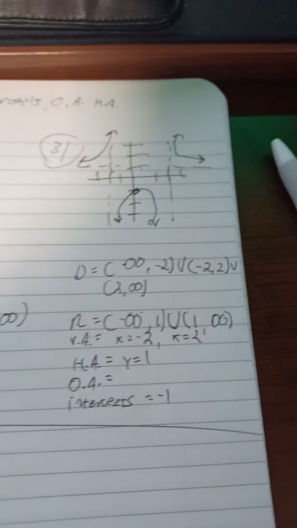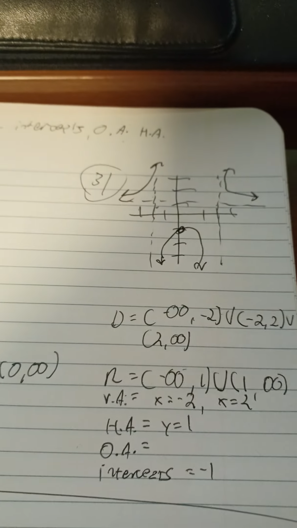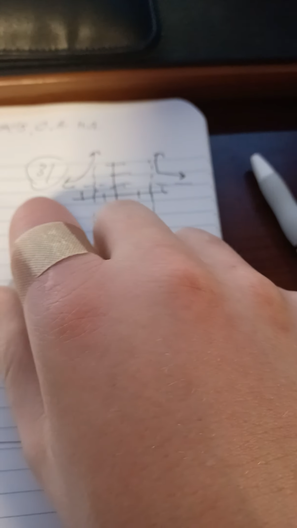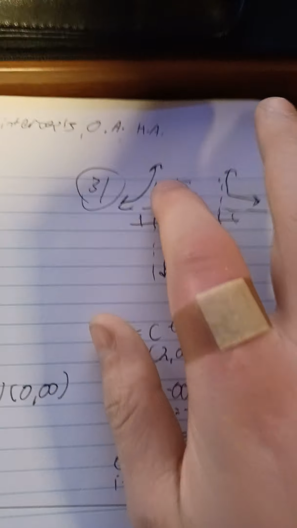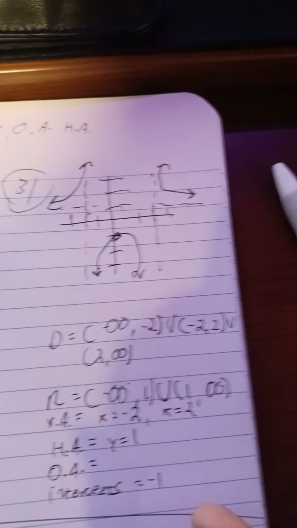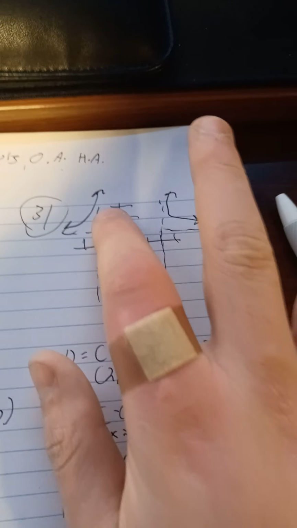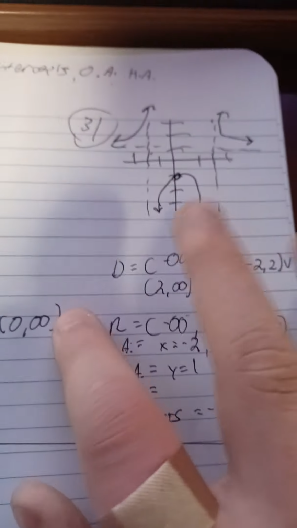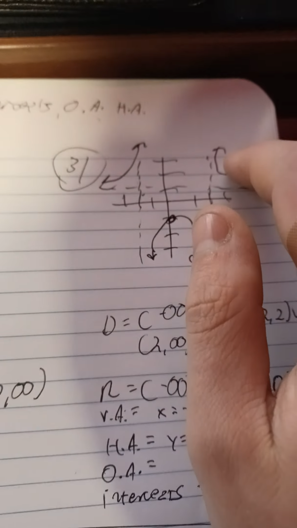Here's 31. 31's actually more straightforward for some reason. So the domain is negative infinity all the way up to negative 2, because at negative 2, we have a vertical asymptote and we have to stop. And then we union that with negative 2 to 2. Then we union that once more to get 2 to infinity.